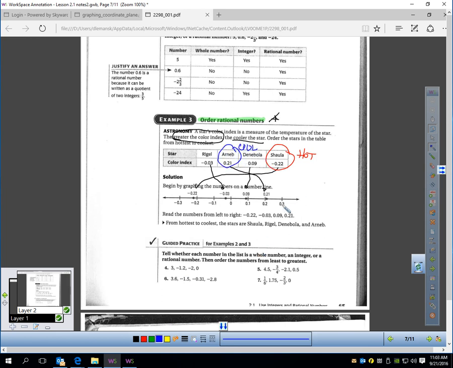When we order them, you can see that here. Here's the hottest star down to the coolest star. So you got to read the directions carefully.